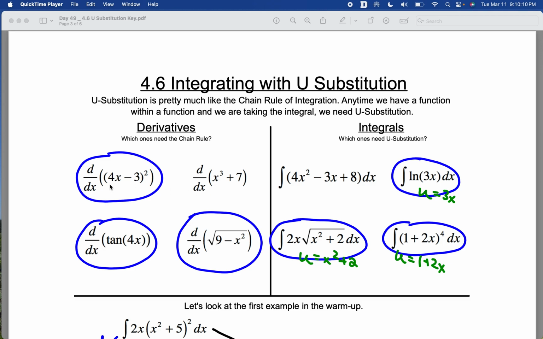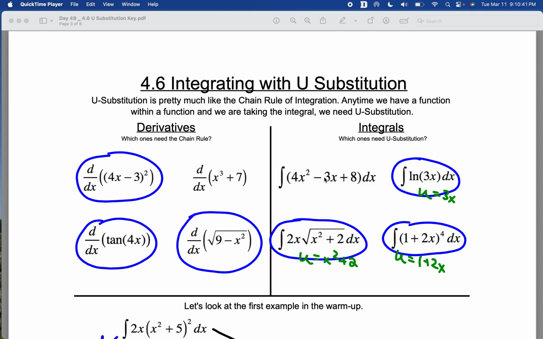So here, this one would require the chain rule. This function is to a power, something other than x, so this requires chain. This one doesn't. It's just x to the third plus 7. This isn't to a power or anything, so this is just normal power rule. This one is chain rule. We have something other than x inside the tan function. And this one is chain rule. This is technically all to the 1/2 power, so that's something other than x to a power. So these are all chain rules. Okay? So you should be good with that.